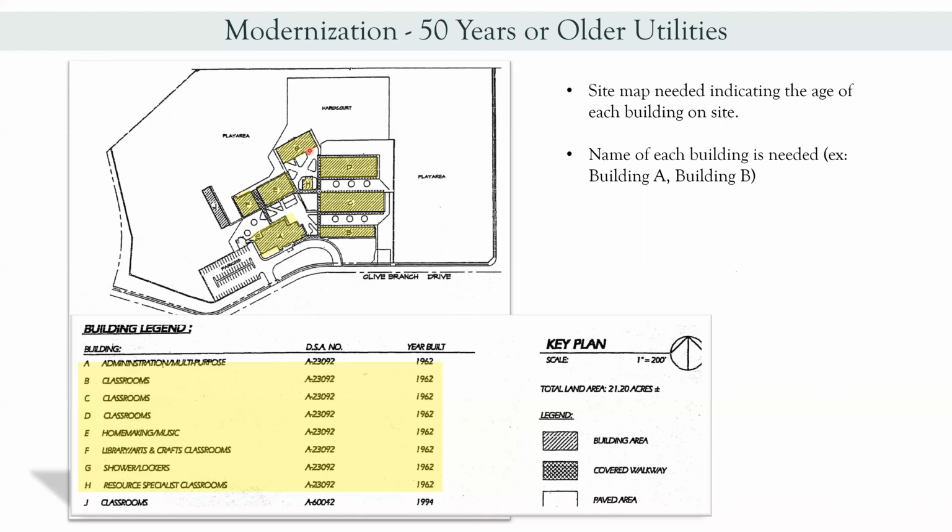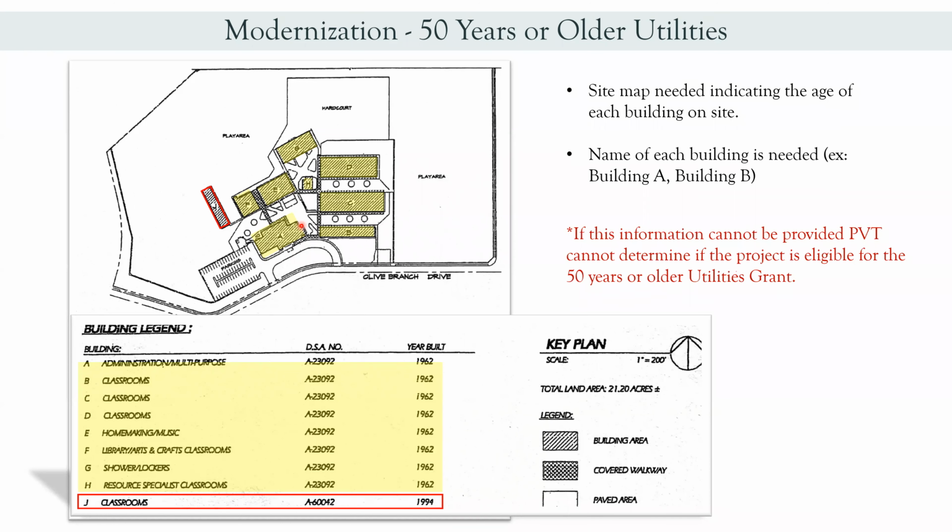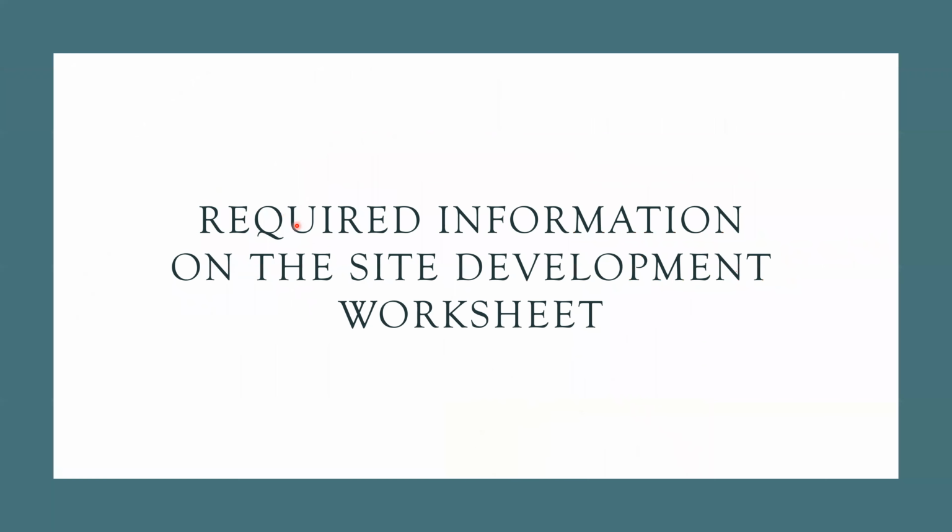And the one in red is not eligible for this type of funding. Once again, if this information cannot be provided to OPSC, we cannot determine if the project is eligible for this type of grant. Okay, now we're going to talk more about how to fill out this form.